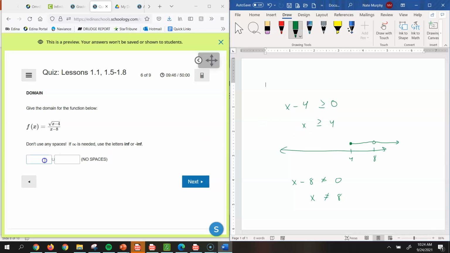So the way that I would type that in is I'd have that first segment with a bracket at 4 going to 8, and then parentheses at 8, and then I'd have from 8 to infinity. So I'd have 8, comma, and then INF to go from 8 to infinity there.